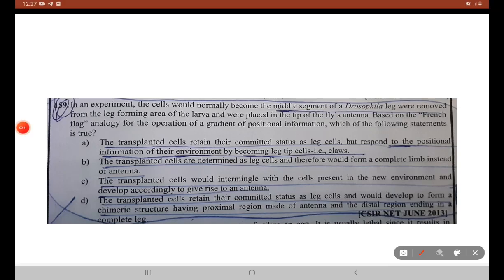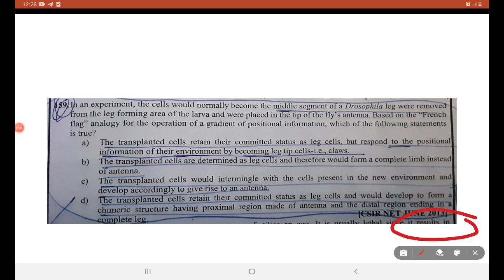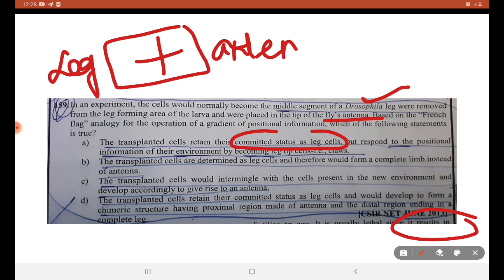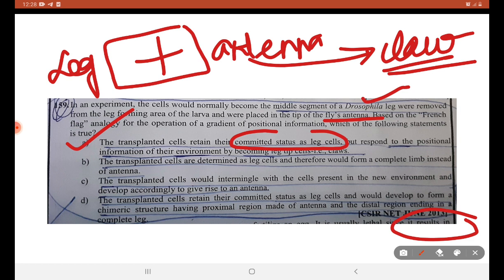Another question from French flag analogy, June 2013. Transplanted cells retained their committed state. So what is the question? In the experiment, cells that could normally become the middle segment of the Drosophila leg were removed from the leg and placed in the tip of the antenna of the fly. What will happen? It will form a fusion structure, retaining their committed status of leg plus antenna. They form a claw-like structure. A is the right answer.